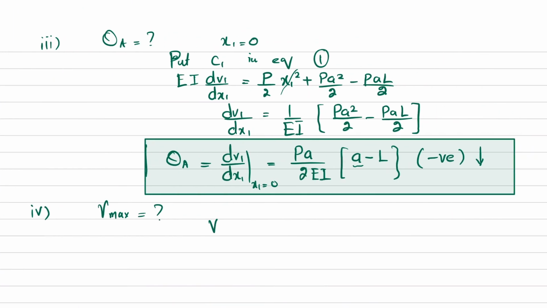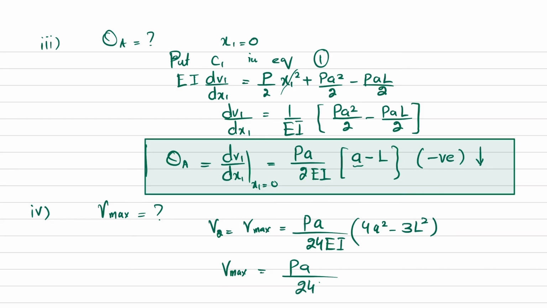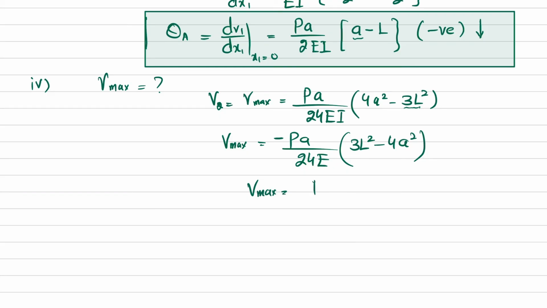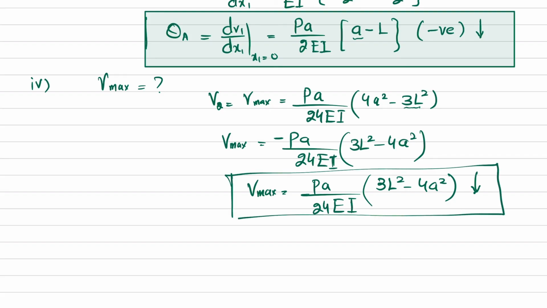So when you put it in that equation, V2 will become equal to Vmax, and we will get Vmax is Pa over 24EI into 4a square minus 3L square. Clear? And if we bring it to 3L square minus 4a square, this value will become negative, and if you want to remove the negative sign, it will be Pa over 24EI. Since negative means downward, the maximum deflection will be downward. And that is the answer of our fourth part.